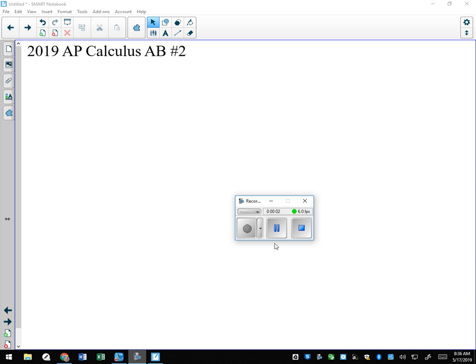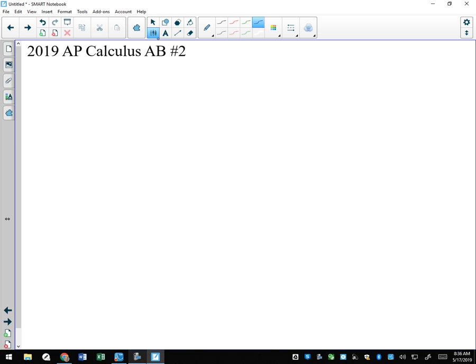Okay, here is question number 2 of the 2019 AP Calculus AB exam. This was not on the BC. This is a calculator question. I have not read the question yet, so I'm solving this in real time. Hopefully I don't embarrass myself.